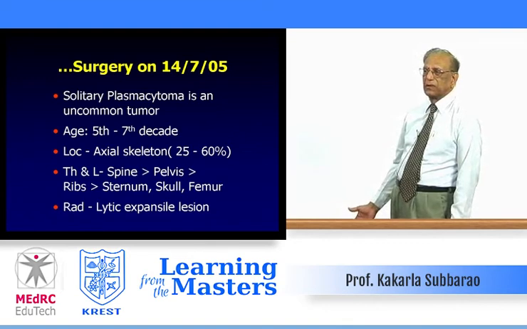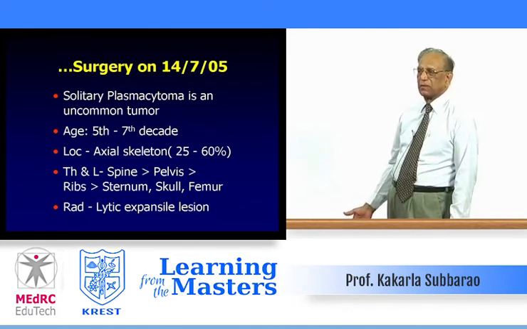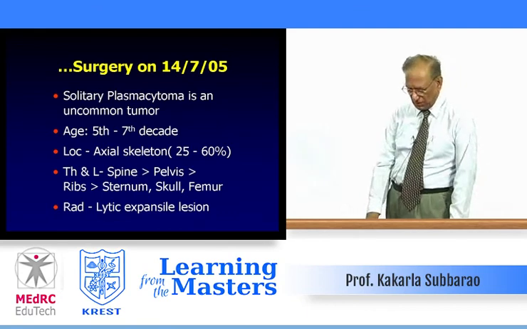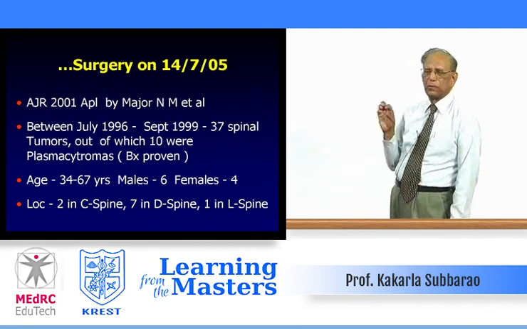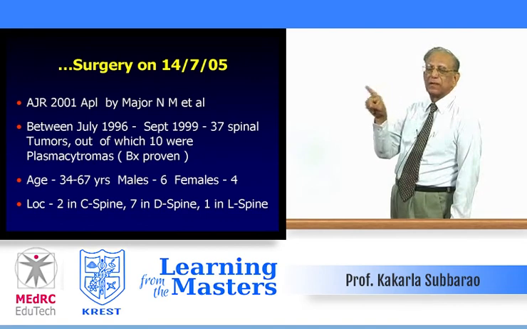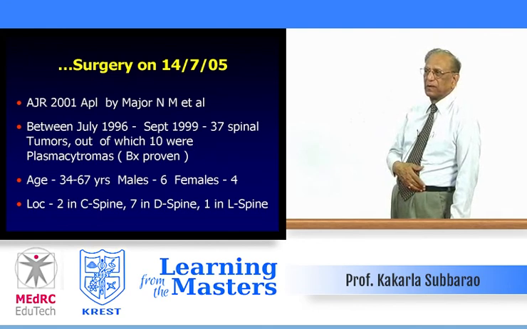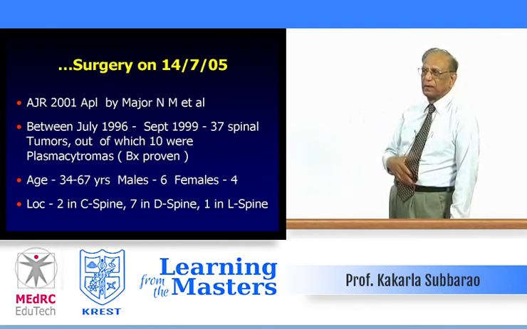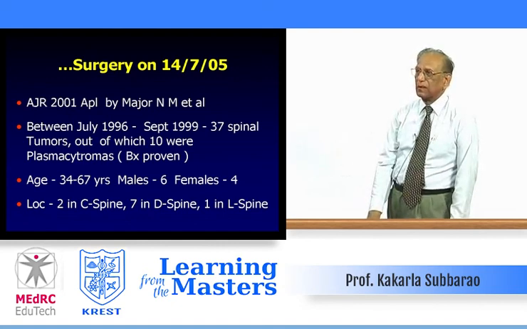Age 50 to 70 decade, axial skeleton 25 to 60%, thoracolumbar spine common, pelvis, ribs, sternum, skull, femur. Radiologically, a little expanding lytic lesion. What I want to impress on you is the MRI of a plasmacytoma, the mini brain sign in plasmacytoma. It has been described in AJR 2001. And age again is common, from the literature, the mini brain sign.